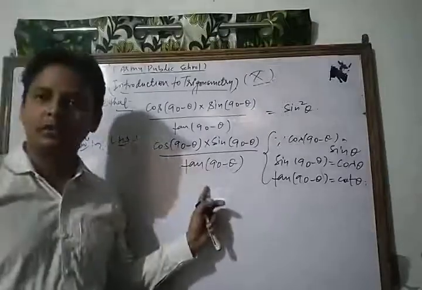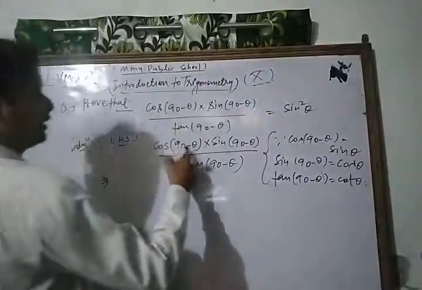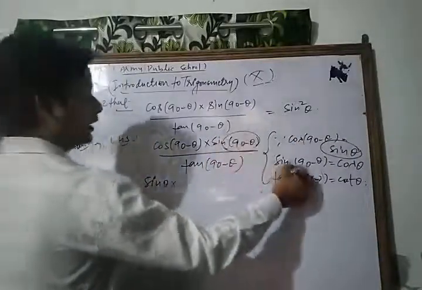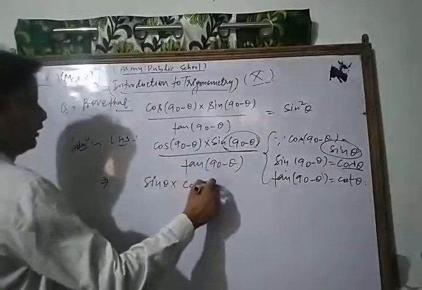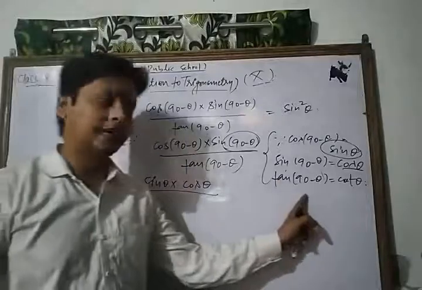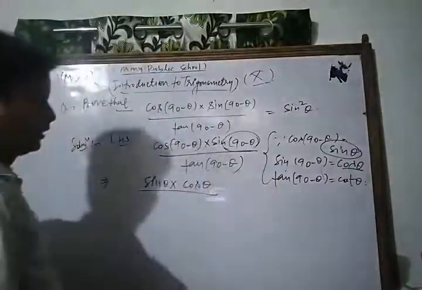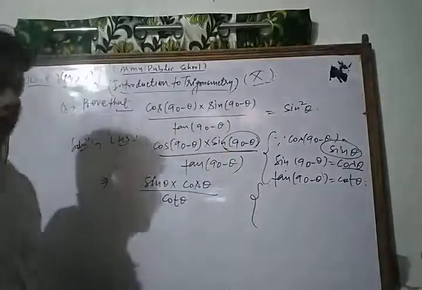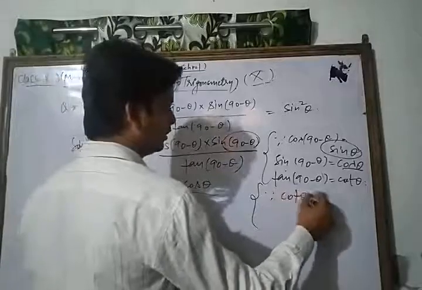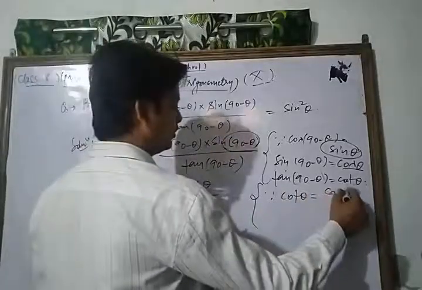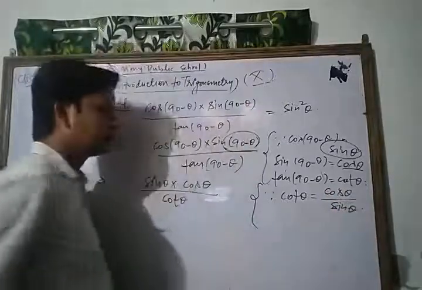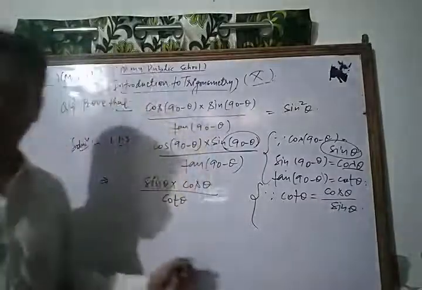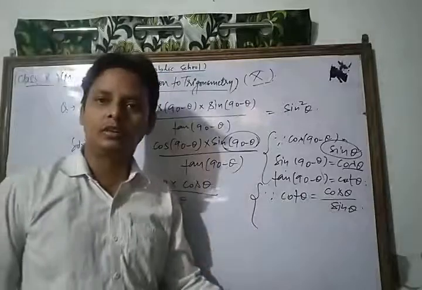So now we apply the same formulas. Cos of 90 minus theta we can write as sin theta, into sin of 90 minus theta we can write as cos theta, and tan of 90 minus theta we write as cot theta. And now we also know that cot theta is cos theta upon sin theta. This is another very important formula: cot theta is equal to cos upon sin.